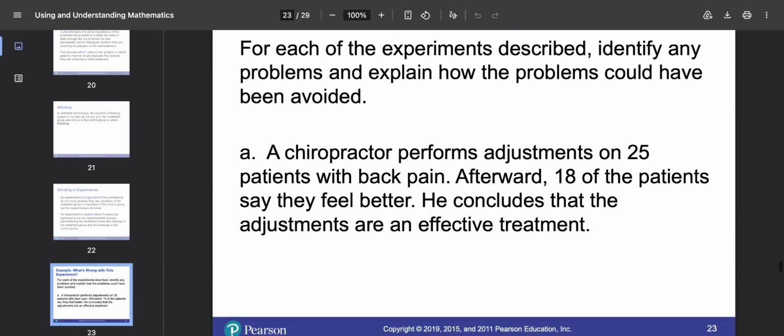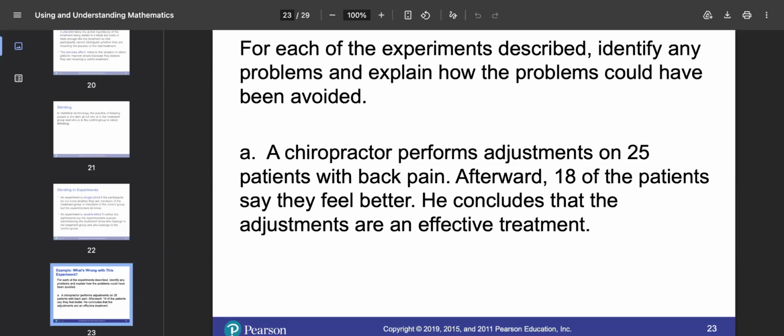This says a chiropractor performs adjustments on 25 patients with back pain. Afterward, 18 of the patients say they feel better. He concludes that the adjustments are an effective treatment. Okay, so we got 25 patients, and 18 of them say they feel better. So that must mean that the other seven did not feel better, or they felt the same. It doesn't say that. So is there a problem with this?